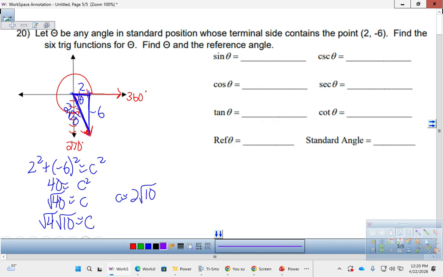I'm just going to tie in my ASTC quick. So all students take calculus. We are in quadrant 4, meaning that cosine is going to be my positive one. Everything else should end up being negative.